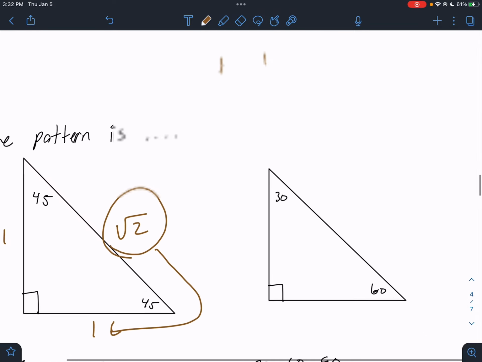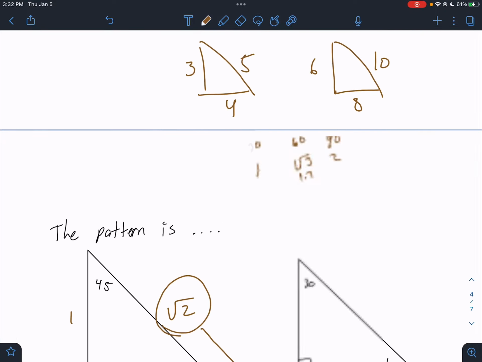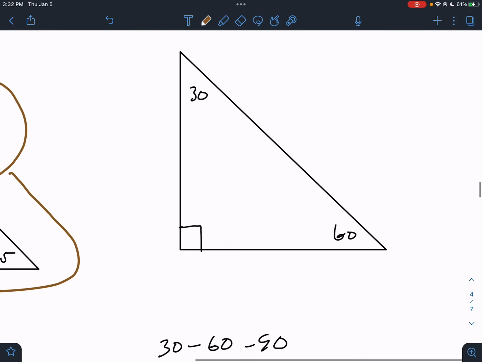So knowing that, the smallest side is always going to be across from the 30-degree angle. The biggest side is always going to be across from the 90, the hypotenuse. And the middle side is always going to be across from the 60. So in this picture, it is very important where you put the numbers. The smallest number has to be across from the smallest angle. The smallest side has to be across from the 30. The middle side has to be across from the 60, and the biggest side has to be the hypotenuse.